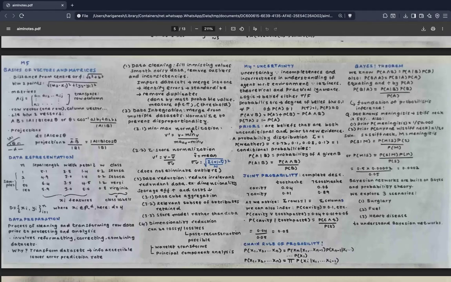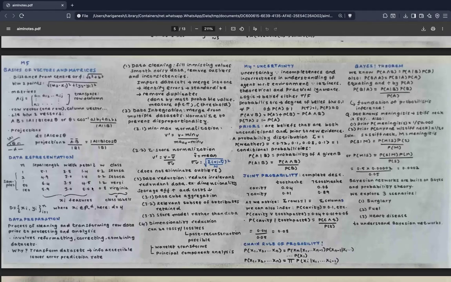So the first is min-max normalization. And here, what you have to do is essentially, let's look at this data representation table, for example. Let's take one column, the length of the petal. So here, your V dash would be 1.4 minus min of V. That would be the minimum value in this whole column, which is 1.4. So 1.4 minus 1.4 would be 0. So V dash would be 0 there.